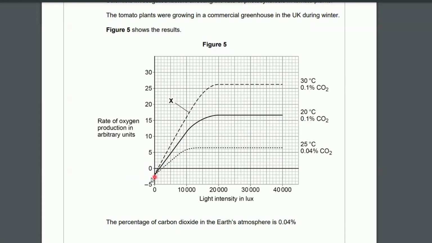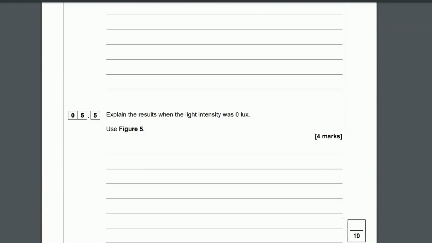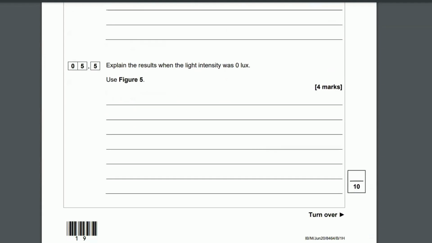Why would they be taking in oxygen? Even though there's no light and they can't photosynthesize, so they can't produce oxygen, what is it they're doing that all living things need to do to stay alive? Why are they taking in oxygen from the atmosphere? Why have we got a minus oxygen? So, of course, you should know the answer is they're doing aerobic respiration.